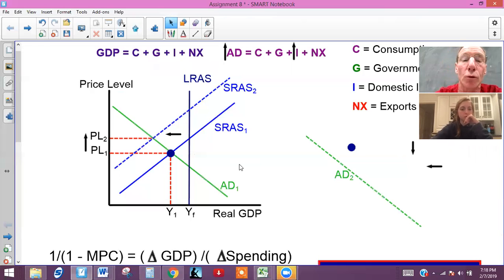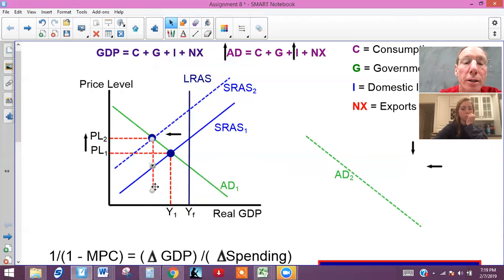So let's just say that for whatever reason, the short-run aggregate supply shifts to the left, which means at every level of output, it's more expensive. So at Y1, instead of costing price level 1, now it costs way up here. When we shift it, our price level is going to go up. And if we stayed here, then our real GDP would go down. We'd actually be over here.